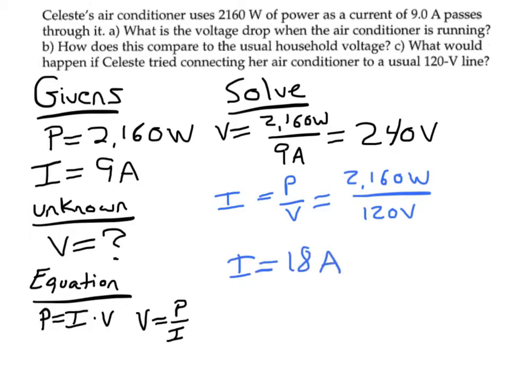And if you remember that current is kind of like water flowing through a hose, basically you're pushing twice as much current through there. And remember that current is equal to charge per time, coulombs per second. So twice as much charge is twice as much friction. You're going to burn it up. It's probably going to catch fire.